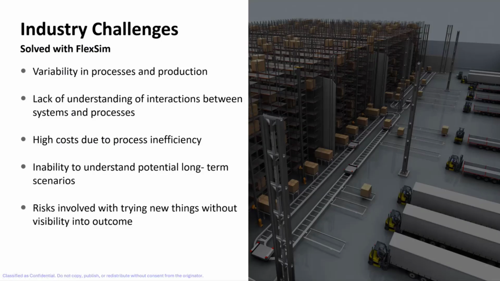Okay, all right. So some of the things that can be solved with FlexSim. All these variability in processes and production. A lack of understanding of the interaction between system, process, and also the operators. High costs due to process inefficiencies, but how do you prove the process is inefficient? You can use FlexSim to simulate. Inability to understand the potential long-term scenario. You can also plan for long-term analysis.